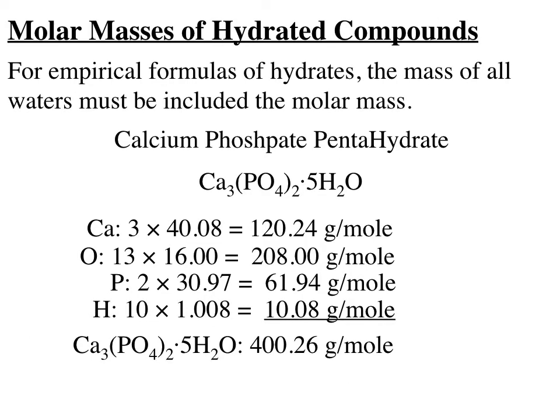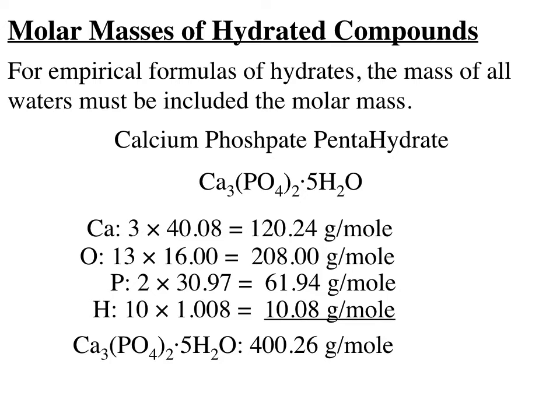More examples, I'd like to do a hydrate. Here I have calcium phosphate pentahydrate, Ca3(PO4)2 dot 5H2O. You have to take care in noting exactly how many of each individual atom is present in 1 mole of this material. There are 3 calciums present, so I'm taking 3 times the molar mass of calcium.